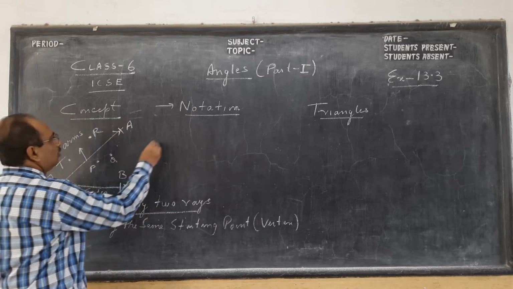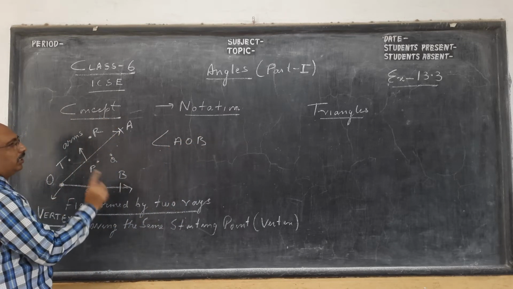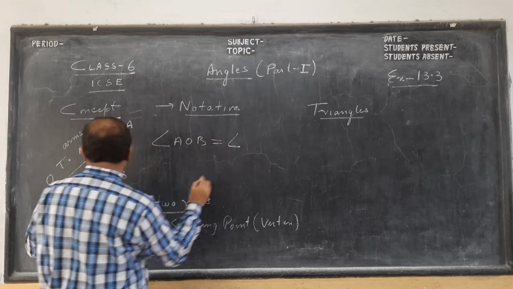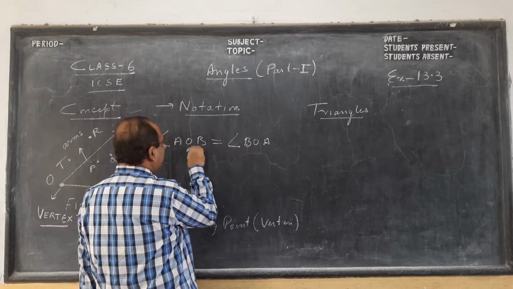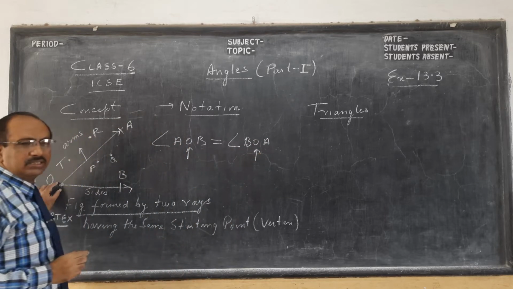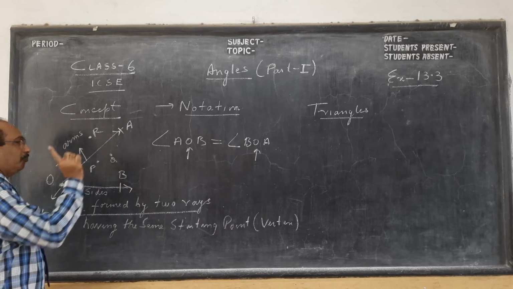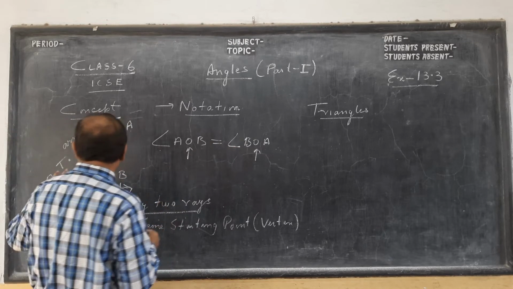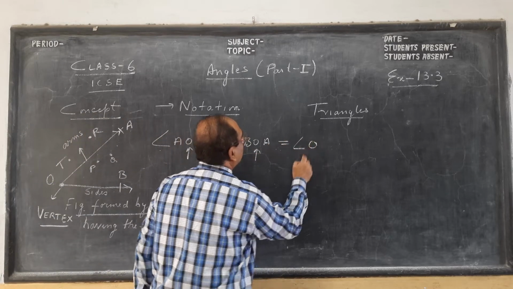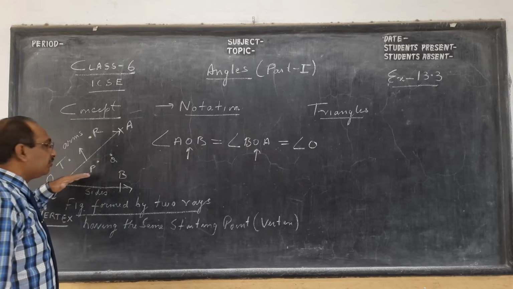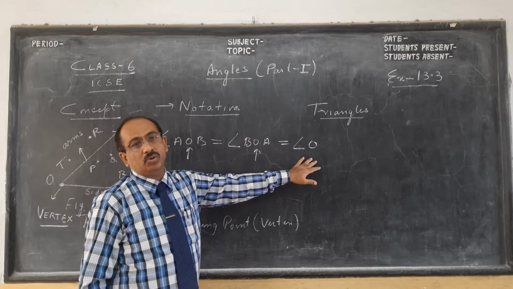So this angle you can call AOB. Another way, it's the same as angle BOA. Both of them are the same. O has to be in the middle, children. The vertex has to be in the middle, AOB or BOA. Or you can simply call it angle O, since there is one angle. One letter, because there is one angle. But if there is more than one angle, we cannot use one letter notation.